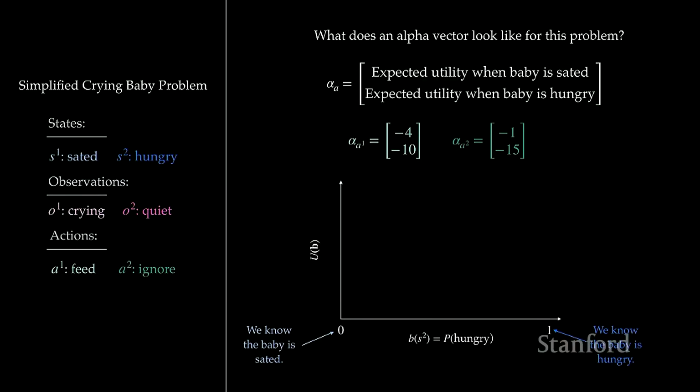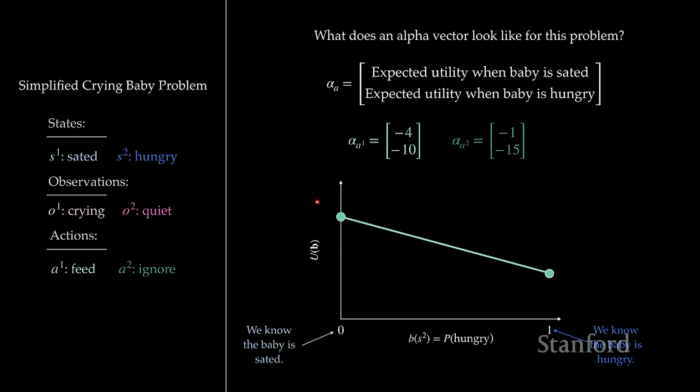So for the feed action, for example, when the baby's not hungry and we're in that state for sure, we get an expected utility of -4, so we can plot that point. And when the baby is hungry for sure, we get an expected utility of -10. Somewhere in between, all we do with the alpha vector is interpolate those values, because all we're doing is taking our belief vector and multiplying it by this alpha vector, which equates to interpolating those values. That makes sense, right? Because as our probability of being hungry gets closer to knowing for sure that it's hungry, our expected utility is probably also closer to that.